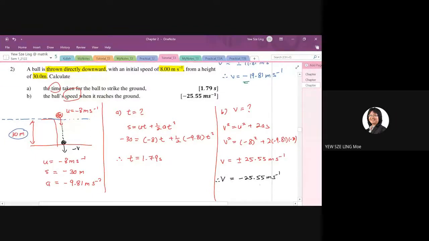So this question is similar to the previous question. The only difference is that in one you drop an object. When you drop an object, initial velocity is 0. And then the second question is you throw. So when you throw something, it's moving with an initial velocity.